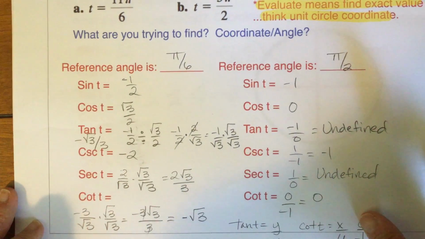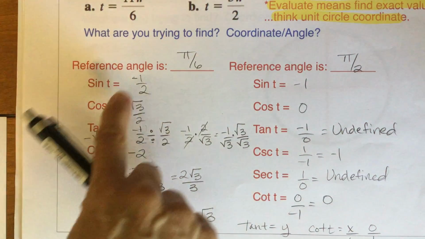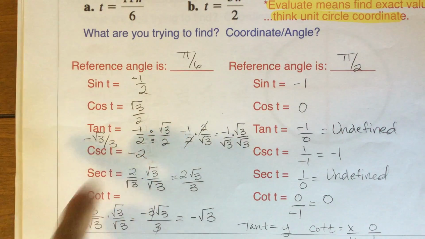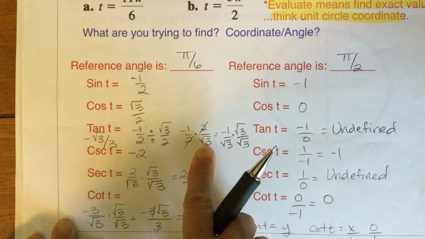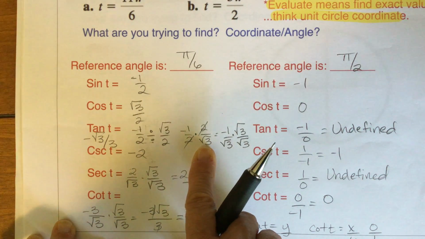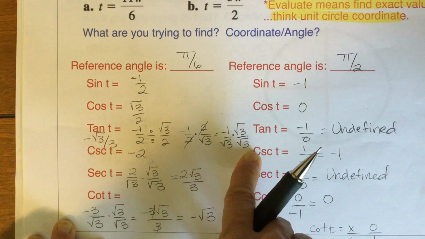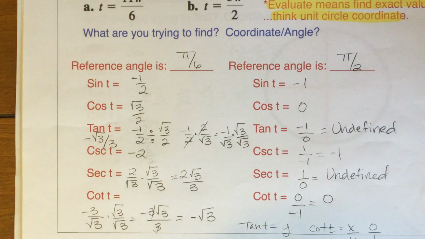And then I did the same thing I did on the previous slide, where I said tangent is y over x. And so that's negative 1/2 divided by root 3 over 2. And just a quick reminder, when we are doing division of fractions, we flip the second fraction and multiply, which is what I did in this second step. That gave me negative 1 over root 3, which I had to rationalize. And so when I get all said and done, I get a negative root 3 over 3.